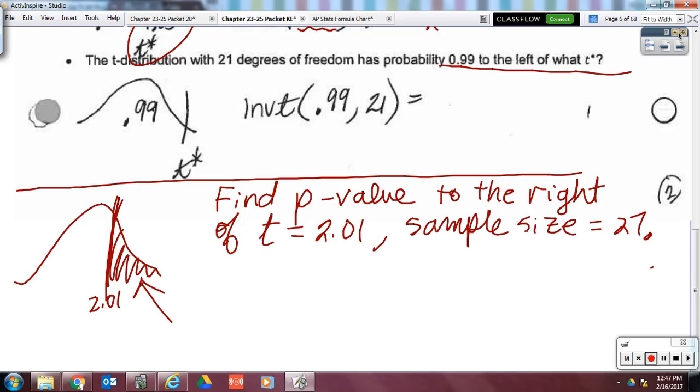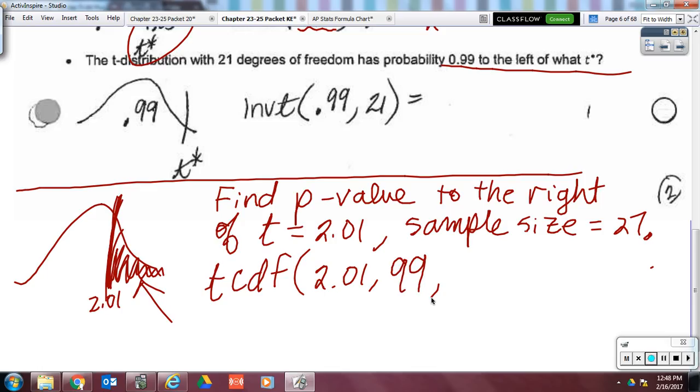Okay, we're going to do TCDF. And so if I want to do this and I want to go above it, what is the lower t-score that I'm going to be using? 2.01. And what's the upper t-score? Going to infinity, going to 99. Comma, degrees of freedom, because you have to tell it which t-curve to calculate on. So my degrees of freedom would be 26, because I gave you a sample size of 27. And so I want you to go compute that.